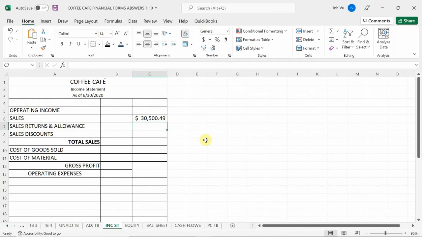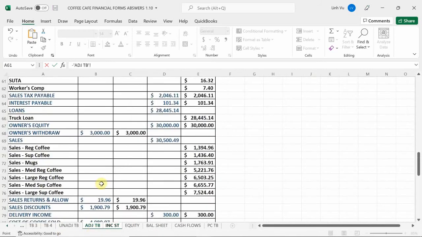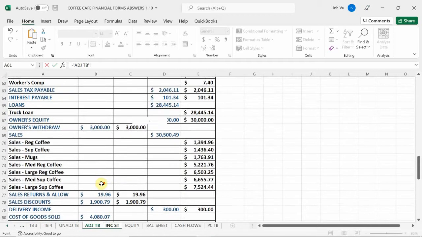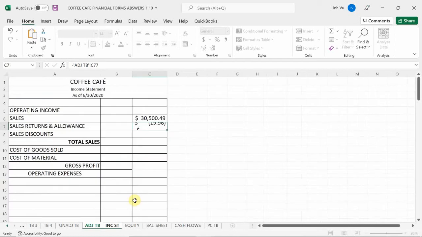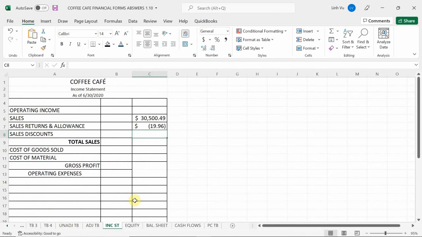Now, after I've done that, the next part is what are the things that are going to counter against that. My sales returns and allowances is going to counter against my sales. So let's take a look at my adjusted trial balance. What was my sales returns and allowances? I have a debit for $19.96. I had a couple cups that I had to return. Therefore, it's going to give me a negative 19.96 because, again, it goes against my total sales.